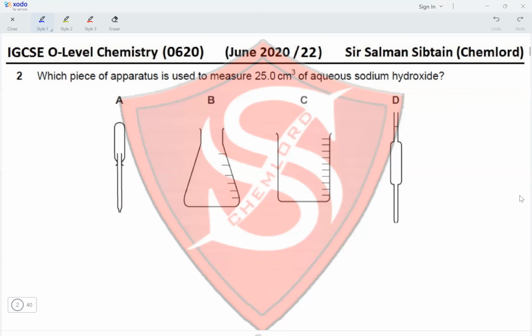And D is a pipette. A pipette is an apparatus that is used to measure fixed volumes accurately. So the pipette that will be used to measure this volume would be a 25 cm cube pipette. So the correct option for this question is option D.